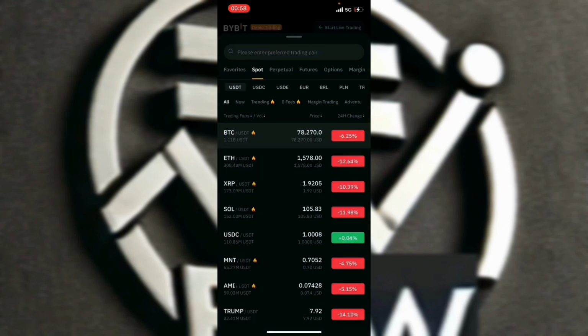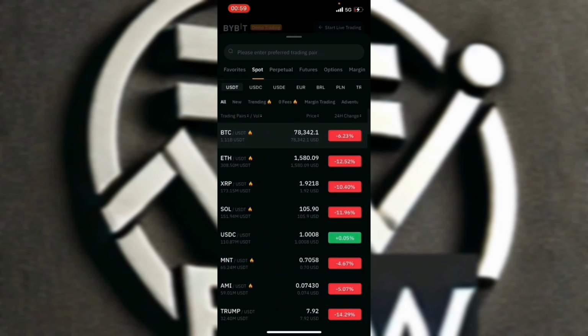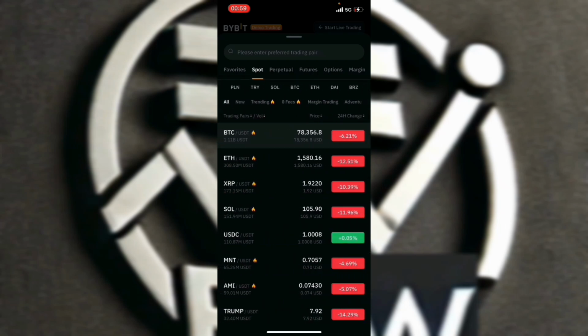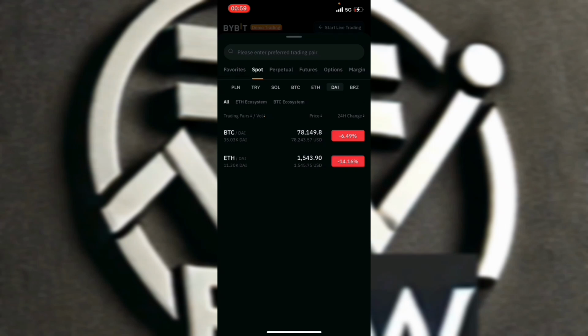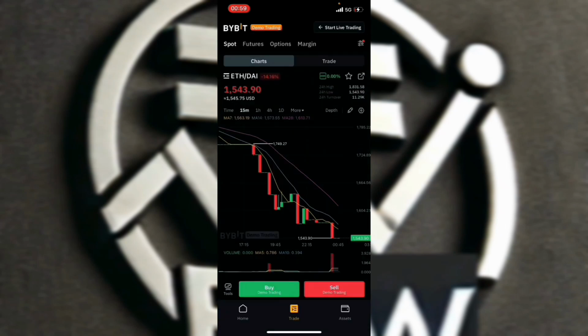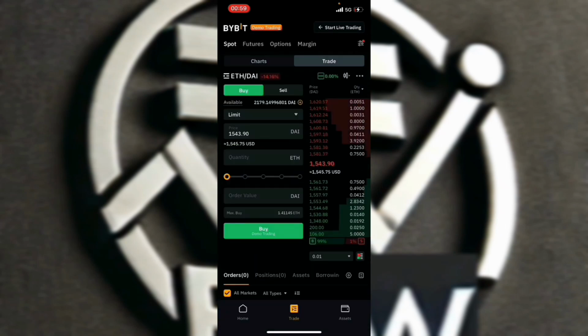So over here to the spot market side under the Bybit platform, you can see our price of ETH on the USDT side is $1,578. As you can see, it has increased again. See, the market is fluctuating very fast. So the price of the ETH under the DAI side is still $1,543. So over here now, let's use real money and buy the ETH under the DAI side.